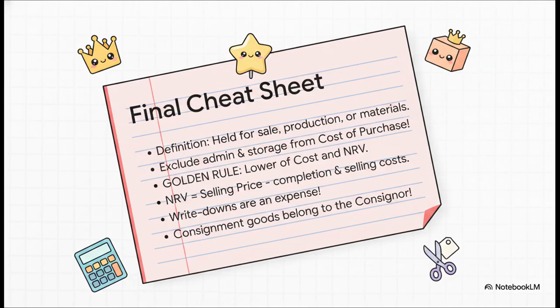Third, live by the golden rule: lower of cost and NRV. Remember that NRV is the estimated selling price minus completion and selling costs. Also, do not forget that write-downs are an expense that hit your cost of sales. And finally, unsold consignment goods always belong to the consignor. You are now perfectly equipped to handle this topic.